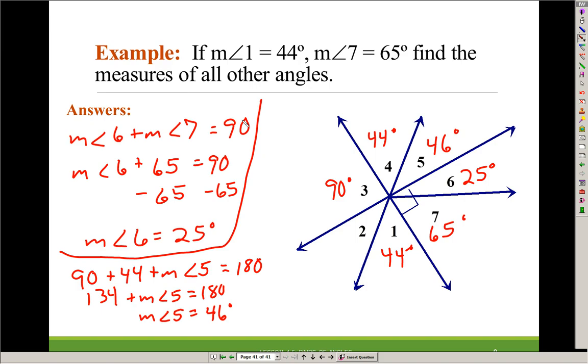Part plus part equals 90 here. Part plus part plus part equals 180. And now vertical angles are congruent. Part equals part, 46 degrees for the last one. So look for what's happening. Do you have a right angle? They add up to 90. Do you have a straight line? They add up to 180. Do you have vertical angles? They equal each other. Find the rule that fits and use it.